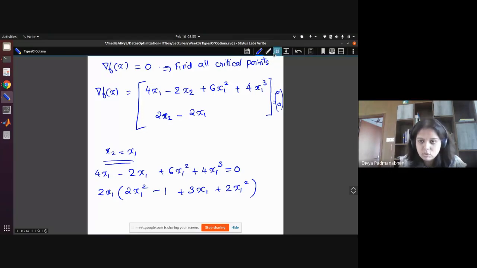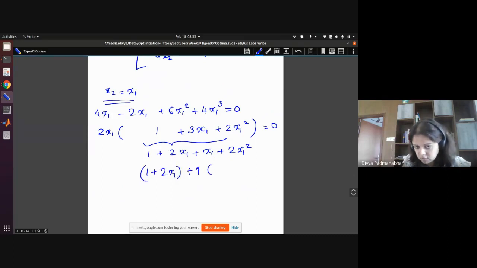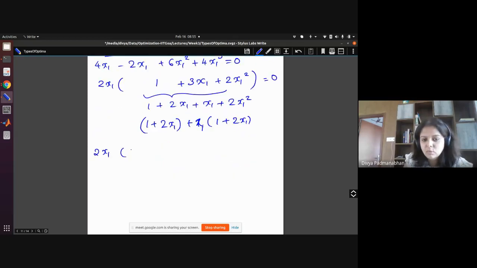So, right. So this is actually going to be 2. This is just 2x1. So you're going to have just 1 here. So this is 2x1. Okay, thanks for pointing this out. So this is equal to 0. Okay, so now from here you need to find out the roots of this. So again, you can simplify, right? So this is going to be just 1 plus 2x1 plus x1 plus 2x1 square. So you get 1 plus 2x1 times this plus x1 times 1 plus 2x1. Overall, you're going to get 2x1 times 1 plus 2x1 times 1 plus x1 is 0. So now you have three possible conditions. Either x1 is 0 or x1 is minus half or x1 is minus 1, right?